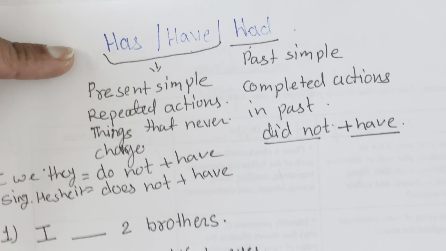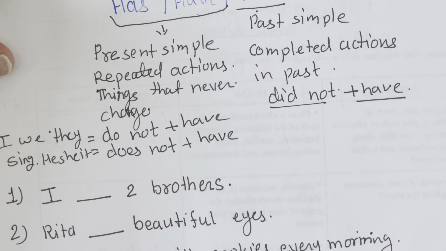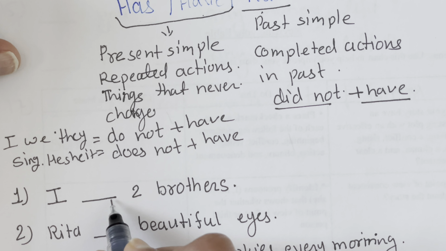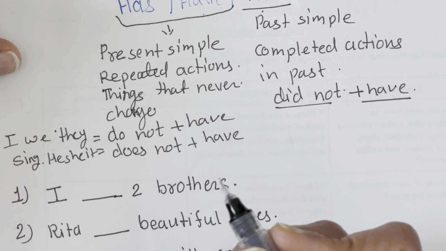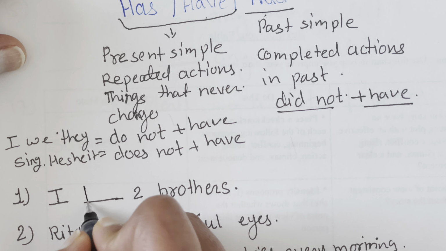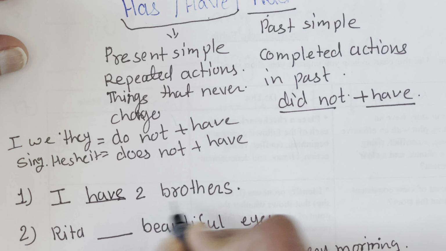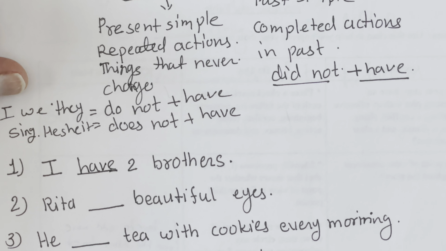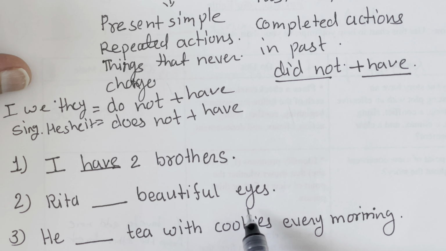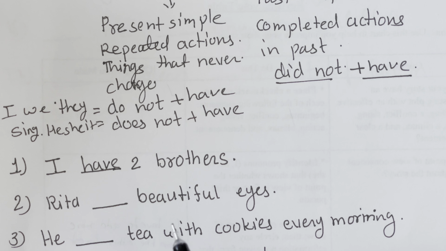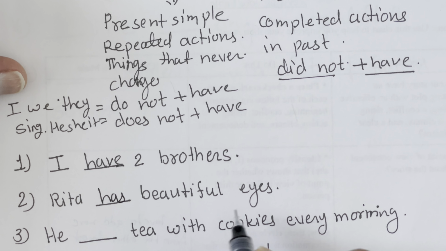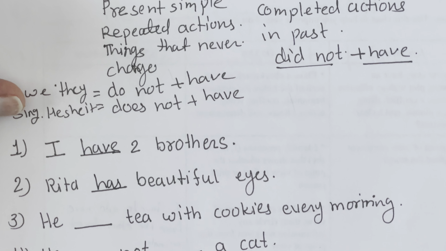Let's see some examples, then you will have a clear idea. I blank two brothers. This is a condition you cannot change. What will you use? You will use have. I have two brothers. You cannot change this. Okay. Rita blank beautiful eyes. This is also a permanent condition. She has beautiful eyes.